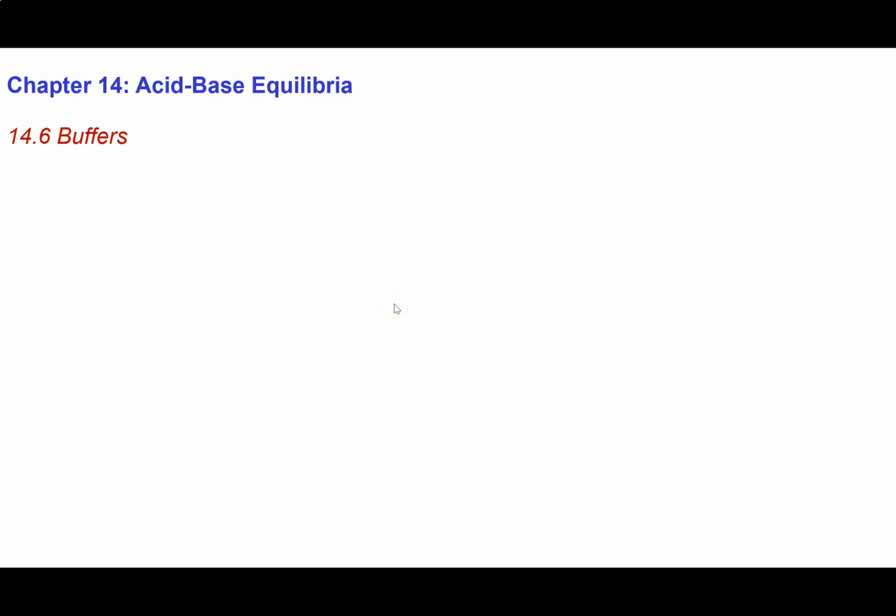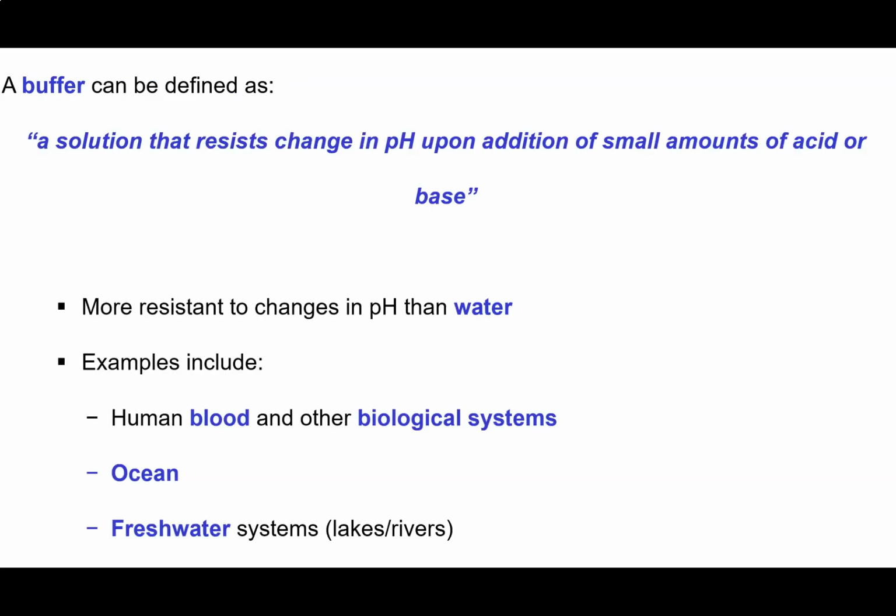The second practical application of acid-base equilibria that we'll look at is that of buffers. So first of all, we're going to define what a buffer is. A buffer can be defined as a solution that resists change in pH upon addition of small amounts of acid or base. So what do we mean by resists change? Generally it's defined as being better than water. So it should be more resistant to changes in pH than pure water.